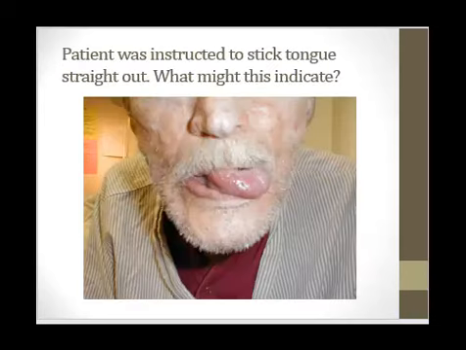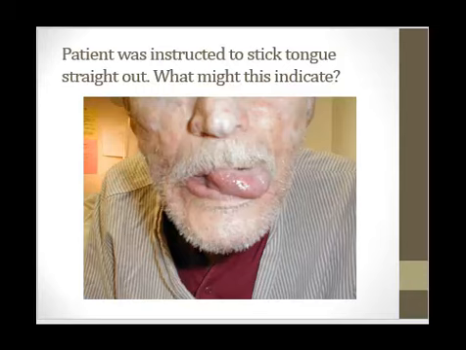So this patient was instructed to stick his tongue straight out. So see how it's deviating over to the left side? What might this indicate? So a unilateral lesion, meaning on one side, of the hypoglossal nerve causes the tongue to deviate towards the affected side when it is protruded.